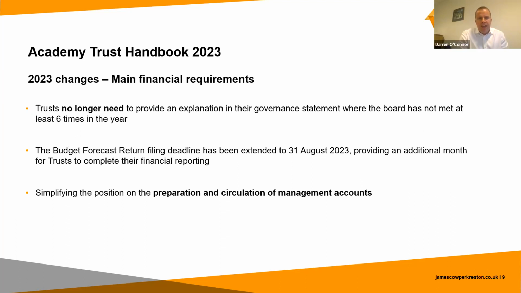So moving to the main financial requirements, there are a few changes here as well. There's no longer a requirement to disclose in your accounts if the trust meet fewer than 6 times. So you can take that section out of your accounts. A slight change to the budget forecast return, which there's been changes over the last couple of years, really, and it's now been extended out by a month, which I would imagine will be a welcome position for most finance officers.